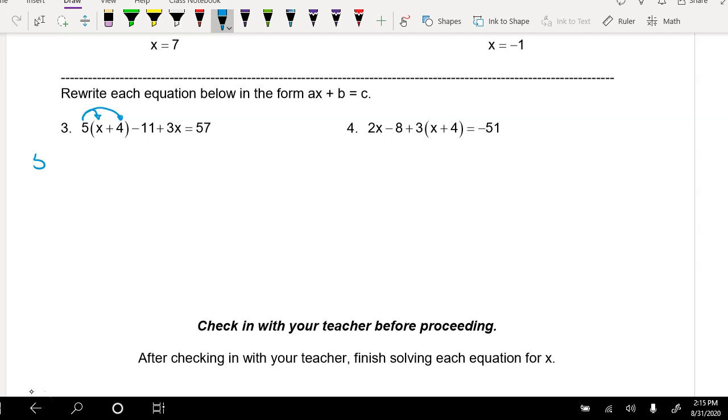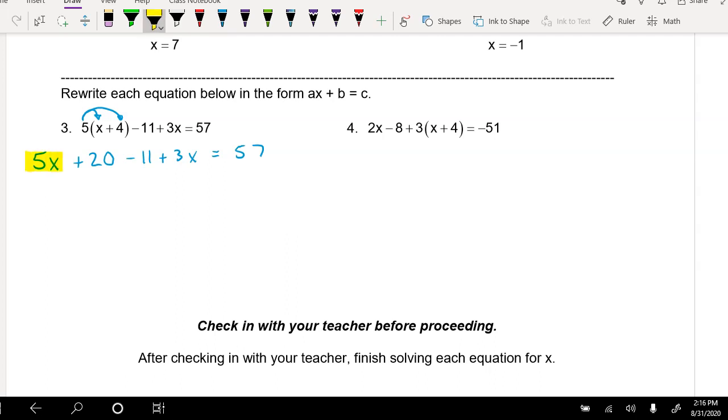5 times x is 5x. 5 times 4 is 20. The remainder of the problem will drop to the next step untouched. So that's step 1. Step 2, look for combining like terms.